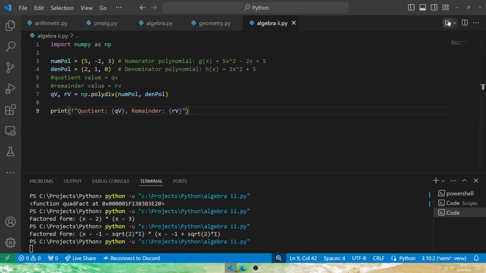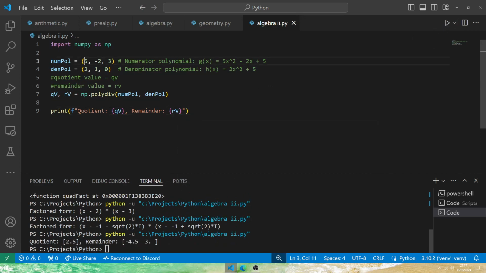So if I were to run these, we can see that these are our polynomials for our numerators, and these are our denominators that we're dividing by. So we're dividing these numbers by these numbers. So this number here is if we had this and we were dividing this by this. So by dividing that we get 2.5 and our remainder is minus 4.5 and 3.